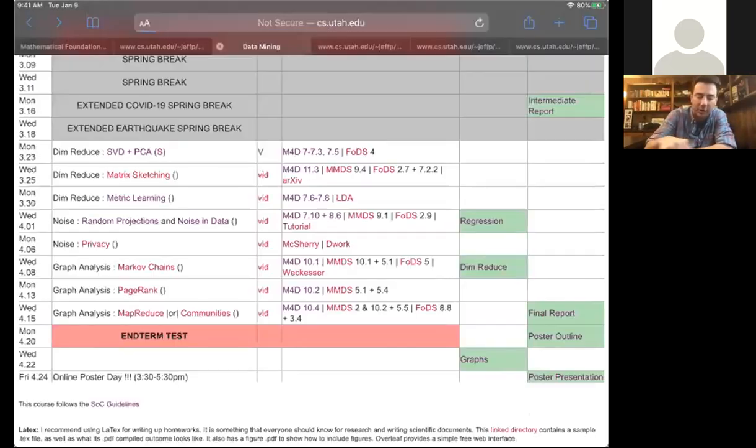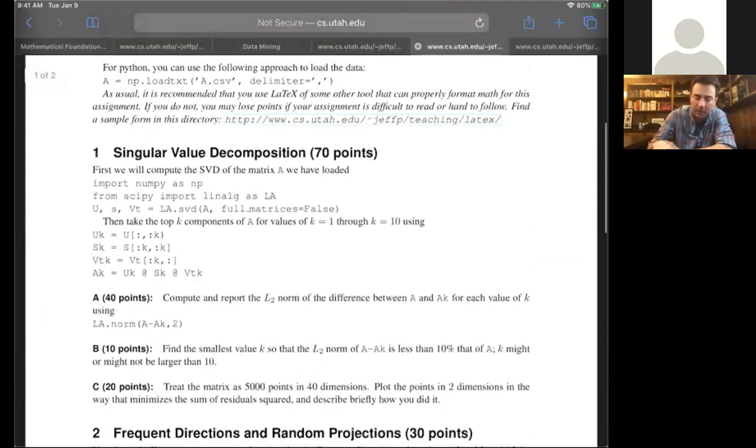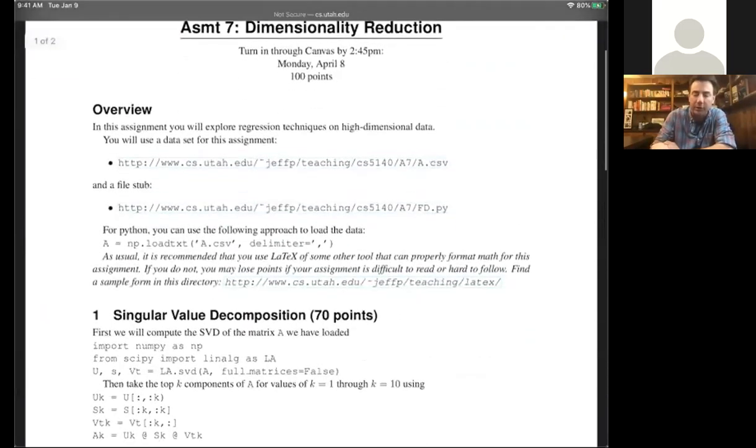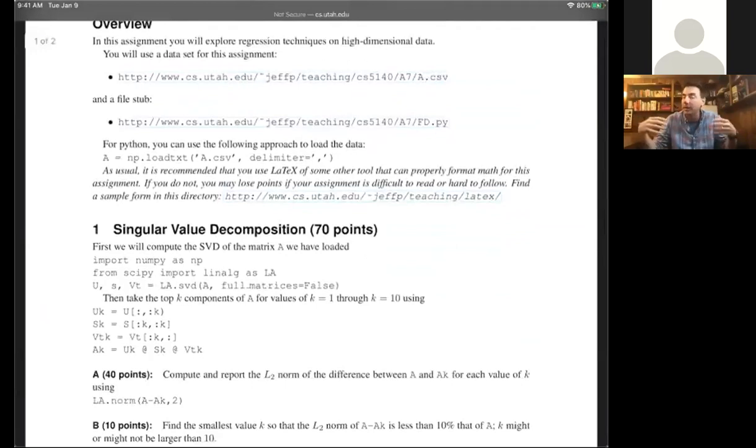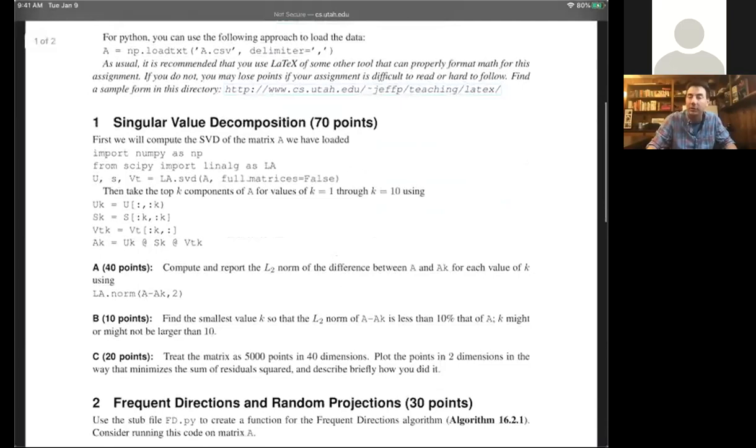dimensionality reduction, which is here. This is due on April 8th, which is in 2 weeks. I've trimmed the homework down from what it typically is by a small amount. I'm hoping it's pretty simple.